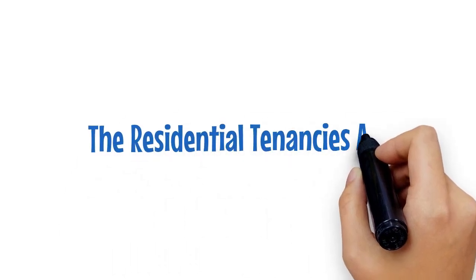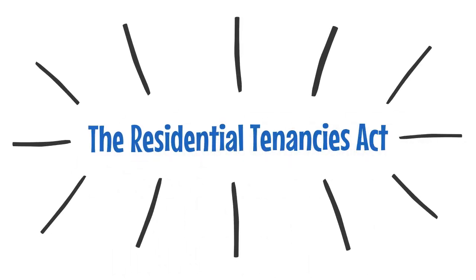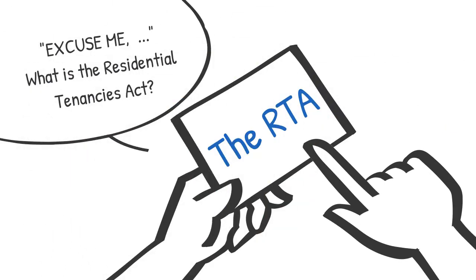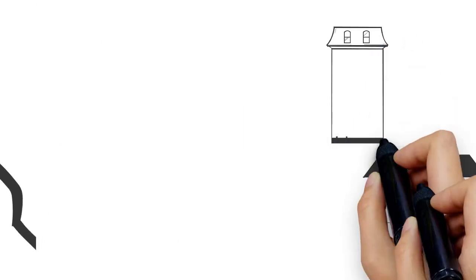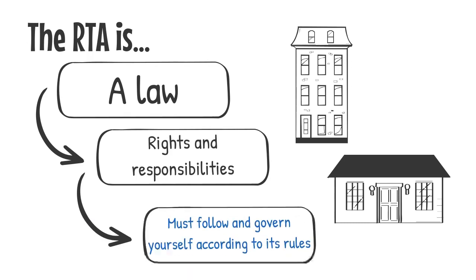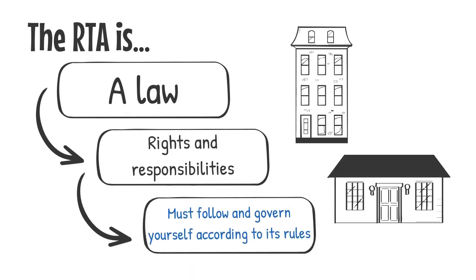The Residential Tenancies Act. What is the Residential Tenancies Act? The Residential Tenancies Act is a law that sets out the rights and responsibilities of landlords and tenants who rent residential properties. As a residential landlord, you must follow this act and govern yourself according to its rules.